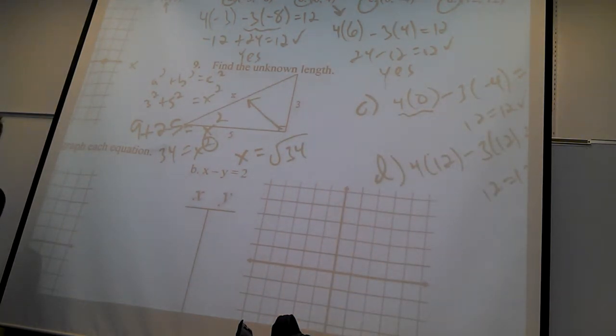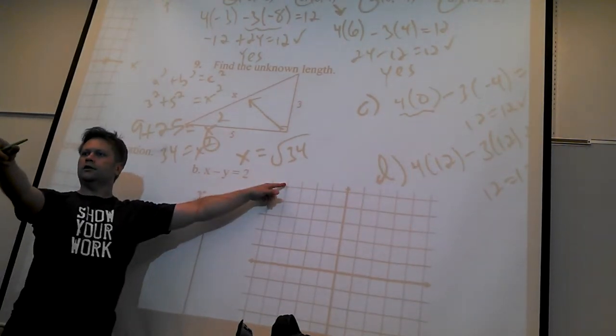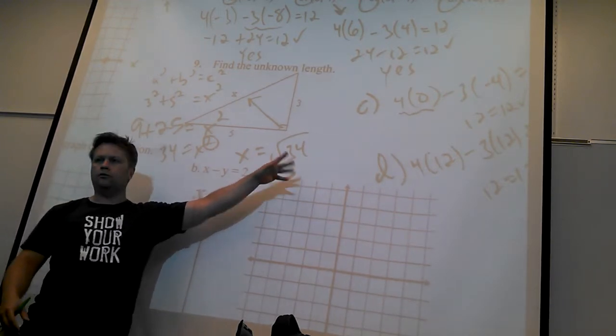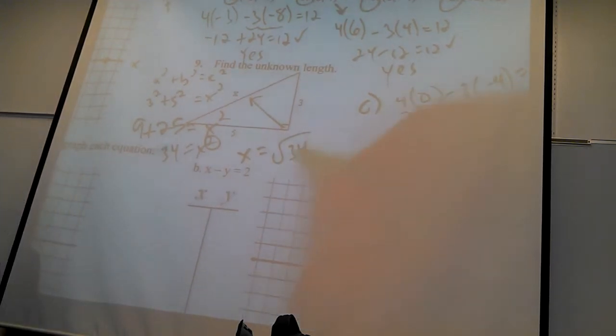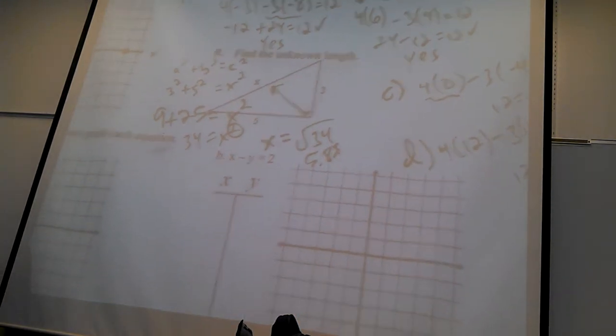So on a test, I might say, give me the exact answer and an approximation from your calculator. So you got 5.83. Okay, cool. So that's number 9. I didn't ask you to do that, but just because it was sitting there.